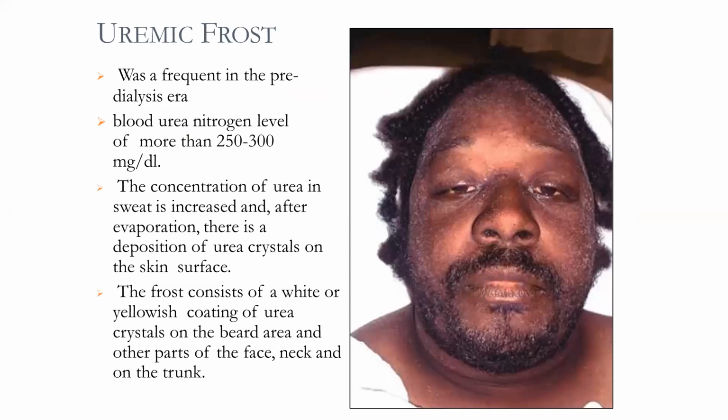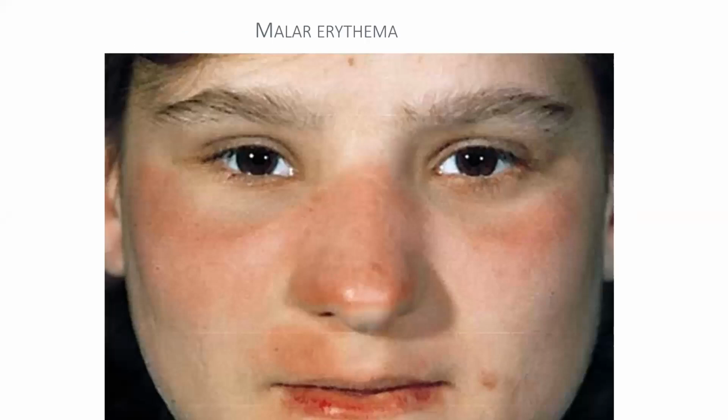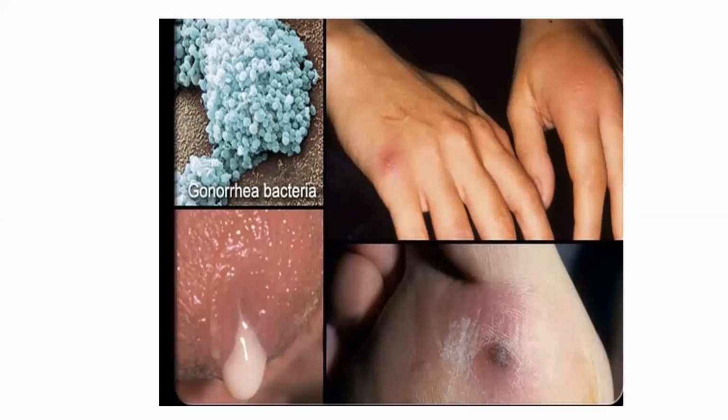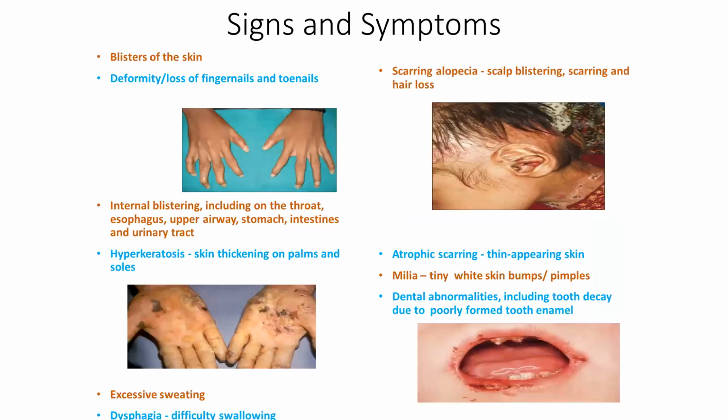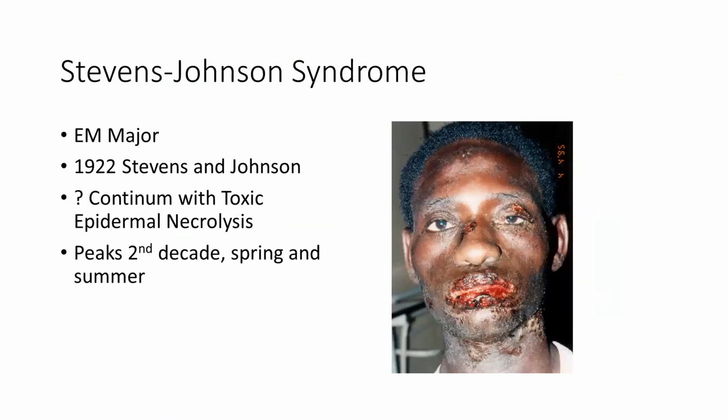end-stage renal disease with uremia, malar erythema of this SLE, then gonorrhea, the penile lesions, pemphigus vulgaris, all erosions, no intact blisters seen, epidermolysis bullosa, all the signs of epidermolysis bullosa, Stevens-Johnson syndrome, which is also called erythema multiforme major.